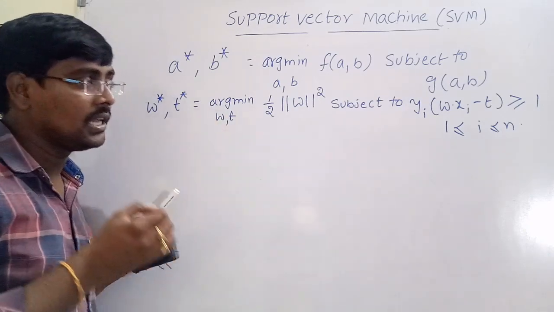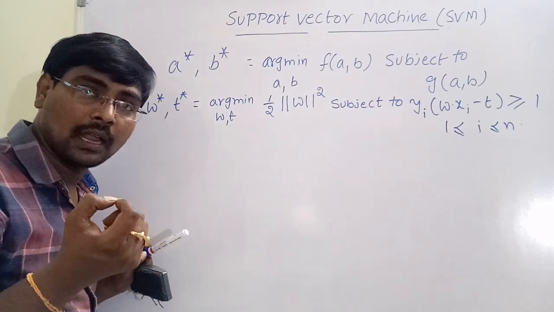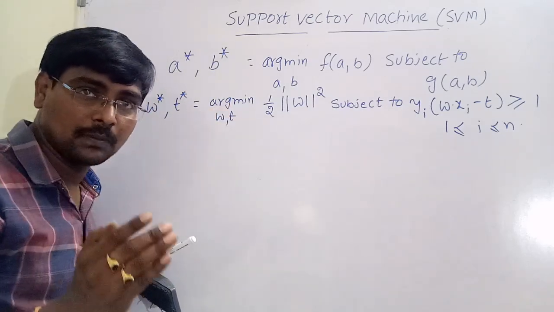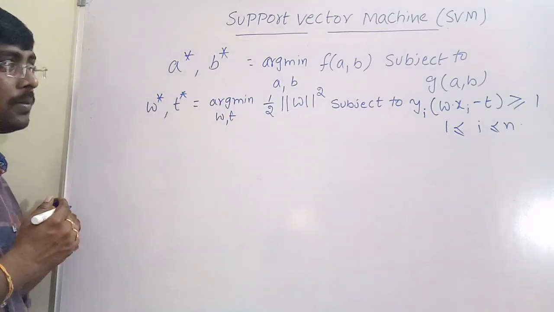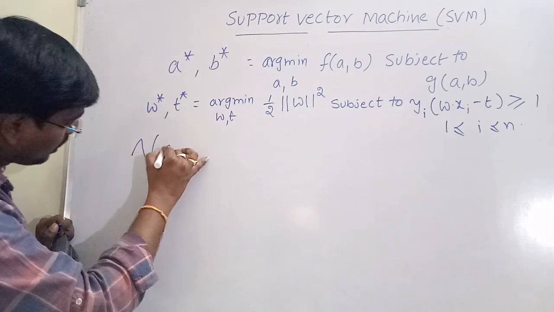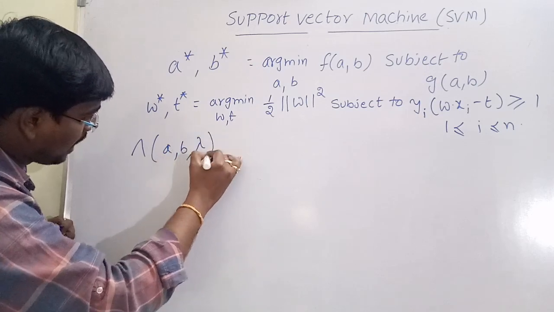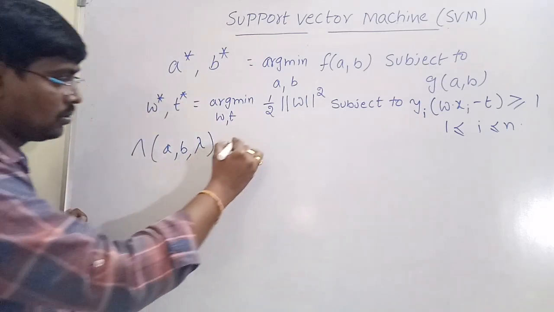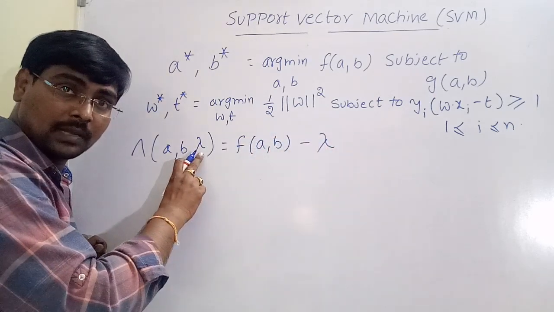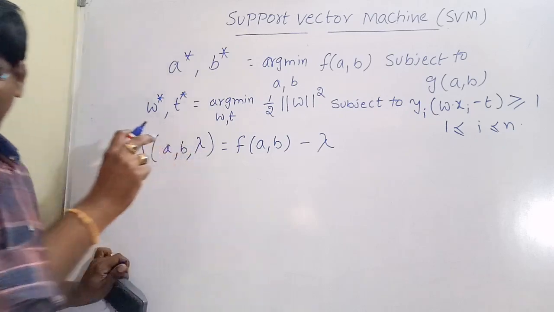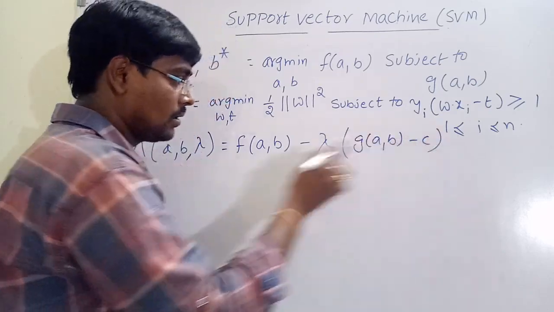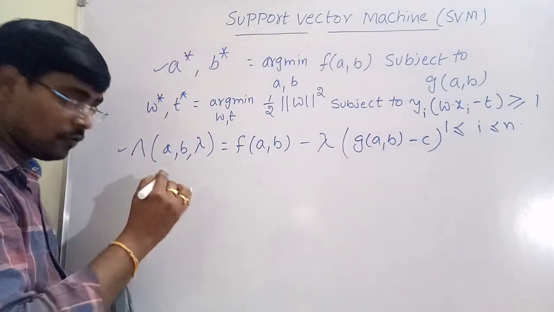By applying Lagrange multipliers on the multiplier alpha I. So we already know alpha I. Alpha is how many number of times an example is misclassified. So what is the formula for that one? Suppose the function of parameters A, B and lambda is equal to f of A comma B minus lambda, this is the Lagrange multiplier, times g of A comma B minus C. These two are the formulas.